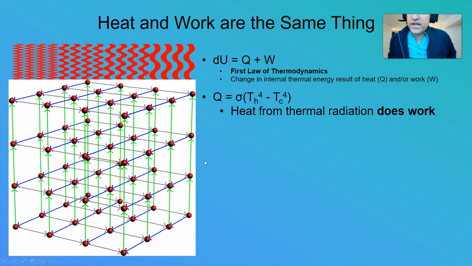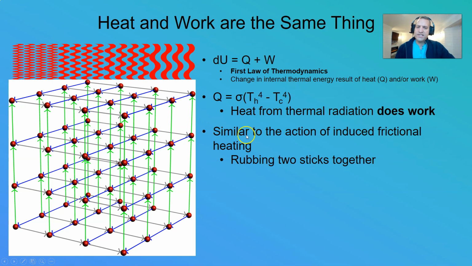So what work is this doing on the object? It's heat. We recognize that it's heat, and we recognize the equation for heat, but what exactly are they doing? Well, it's actually similar to the action of induced frictional heating. So imagine instead that this lattice here is the top layer surface of a piece of wood, and you have another piece of wood that you bring in, and you're going to rub it on top of here very vigorously.